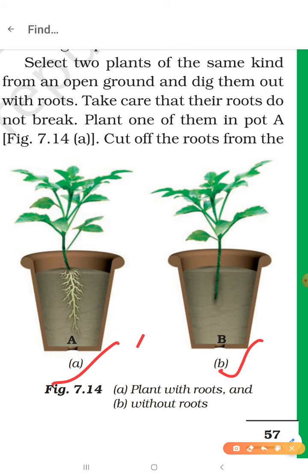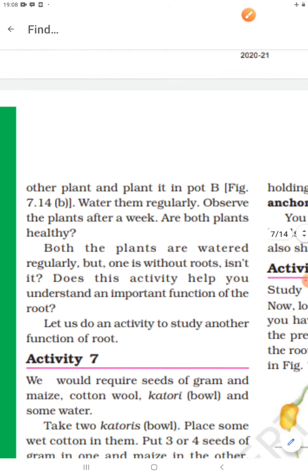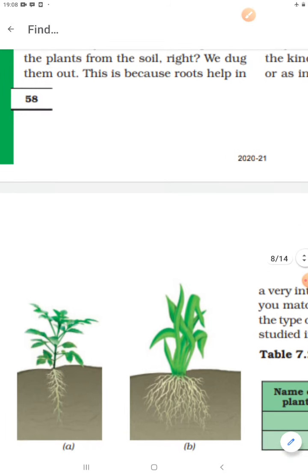We are watering both the plants. One does not have roots, because of that it is not healthy. Okay, so root is a very essential part of a plant. Without root, the plant cannot be nourished. This thing you should know. Got it? Now you can see here.